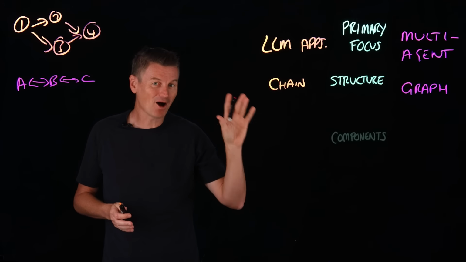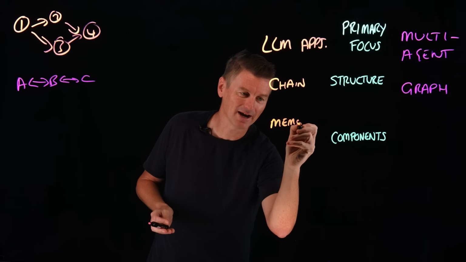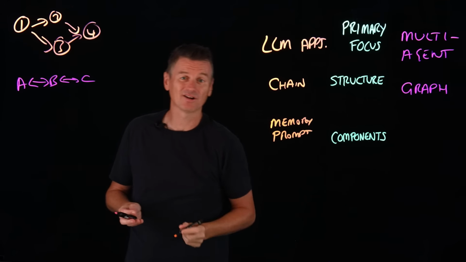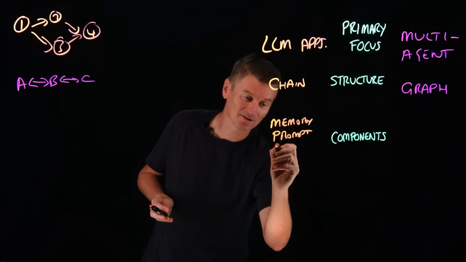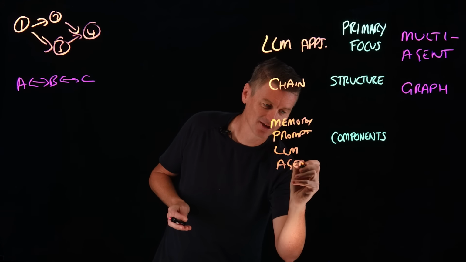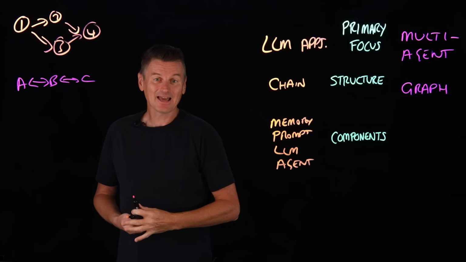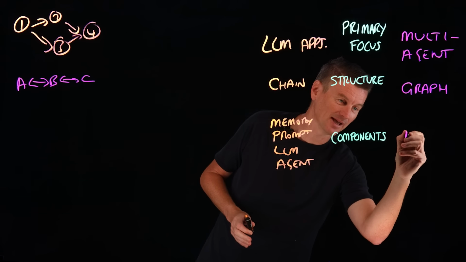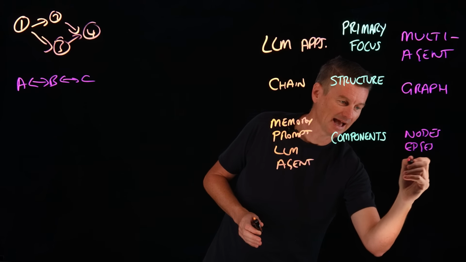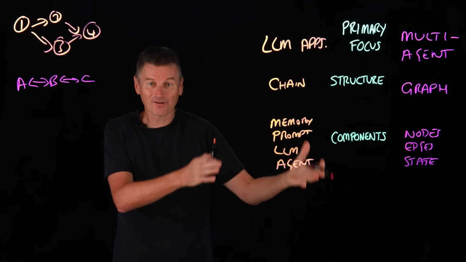Now, when it comes to components, LangChain uses a bunch, and we've mentioned many of these already. That includes memory, there's the prompt component as well. There's also the LLM component, which is how we actually pass things to the large language model. And there's the agent component as well that forms chains between all of these things. Now, LangGraph uses a bunch of different components. So we have nodes, we also have edges, and we have states.